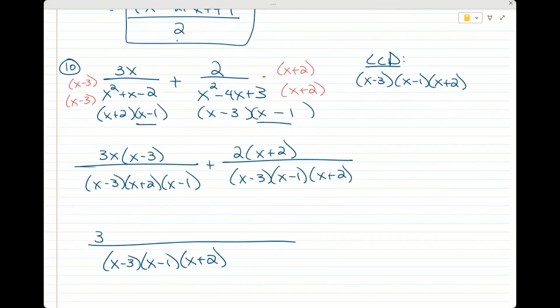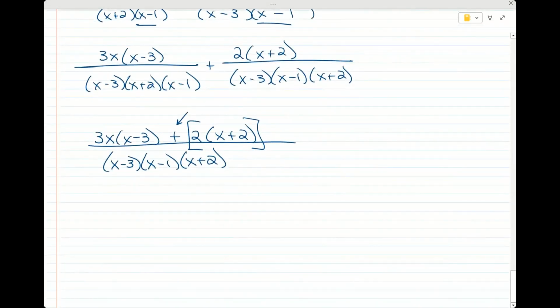So it's going to be 3x times x minus 3 plus, and then 2 times x plus 2. Just be careful, if this was the exam and this was a minus sign, you would be subtracting this entire term. So you would have to put that whole thing in parentheses. All right, so let's finish this up here.